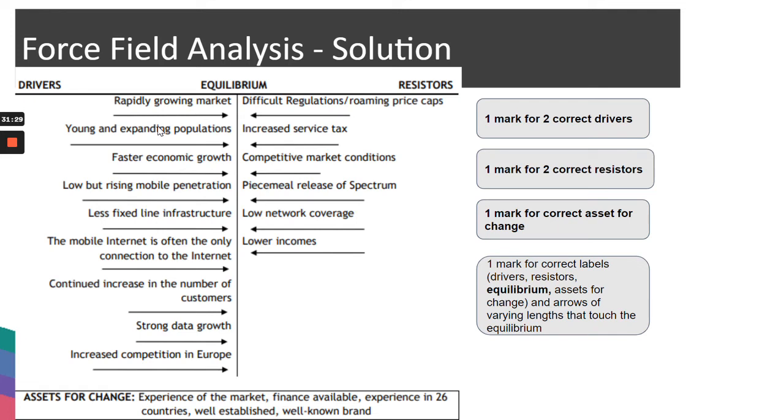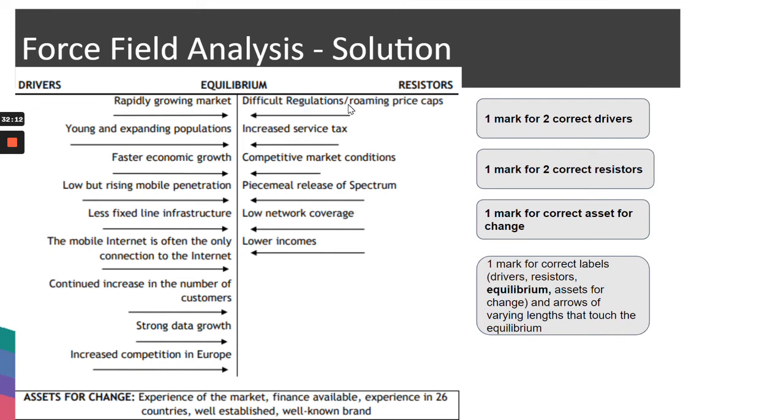So having read the case study, the first driver that is expected in the marking scheme is a rapidly growing market. Now, it's been identified that this is a fairly strong driver, although it's not the strongest, because the strongest could potentially be young and expanding populations. It is important to note that force field analysis diagrams can be subject to opinion. So just because this is the marking scheme doesn't mean that your arrows have to be the exact same lengths. It's subject to opinion, and as long as you can explain why you've put the arrow length that you have, then that's fine.